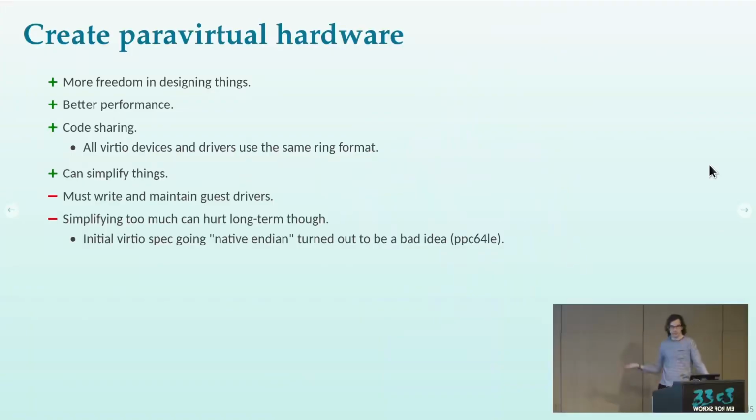So the other option is to create something paravirtual. It's the usual term for that. You have more freedom in designing things. You usually get better performance. If you're doing it in a clever way, you can get a lot of code sharing. For example, all the virtual devices for SCSI, for block, for network, for input, for serial devices, they all use the very same ring format to send data between host and guest. And you can also try to simplify things because it's a virtual machine. So some things are easier than on physical hardware.